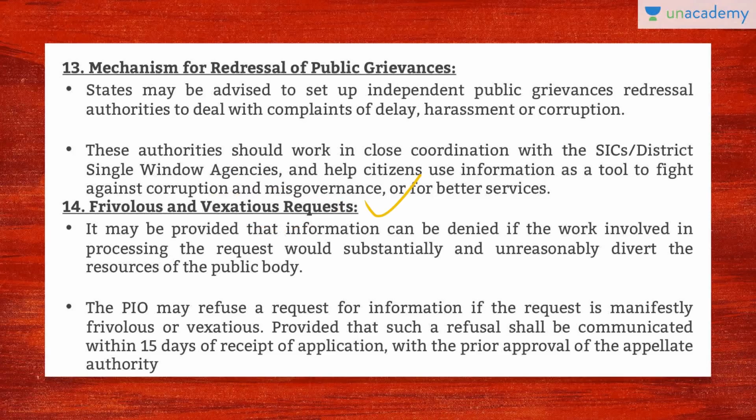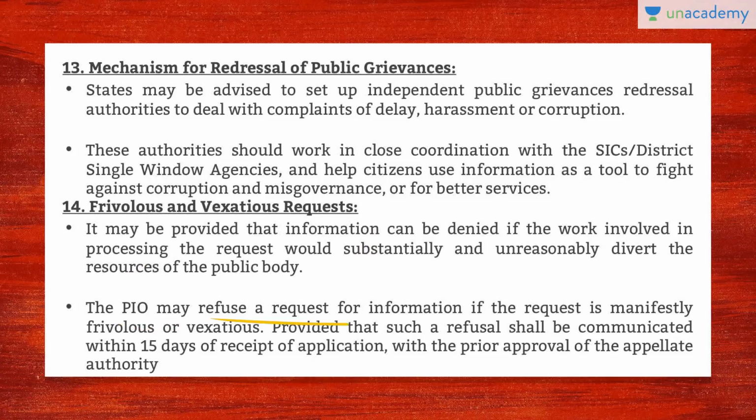Then you have frivolous and vexatious requests. So obviously, like any system on this planet Earth, this system is also open to abuse, and it totally depends on the intention of the people, what they want out of the system. So it can be provided that information can be denied if the work involved in processing the request would substantially or unreasonably divert the resources of the public body. ऐसा नहीं होना चाहिए, everybody is involved in giving this information only and no work is being done.